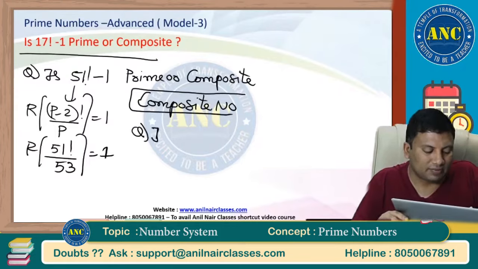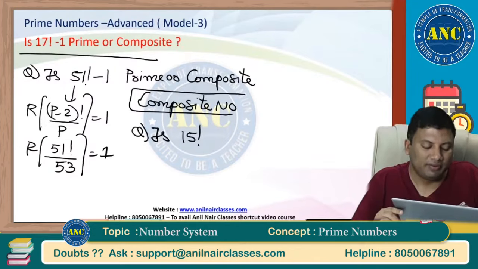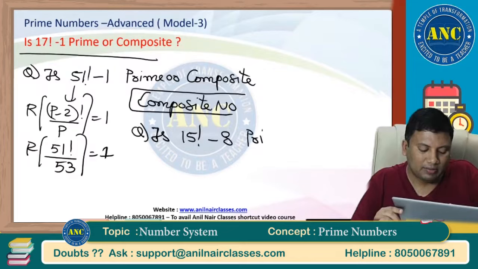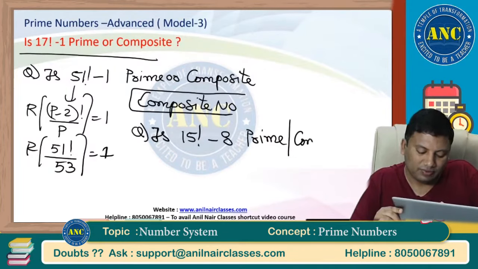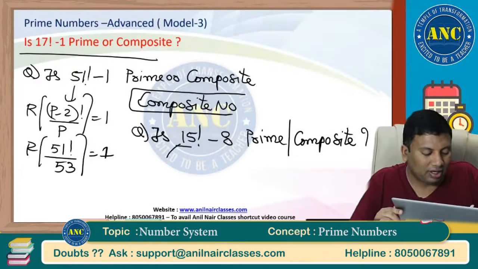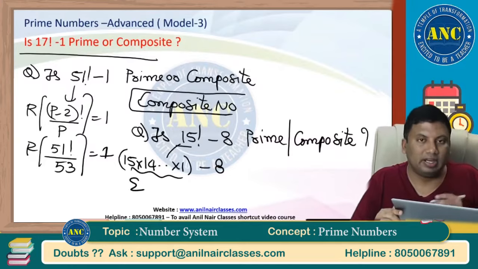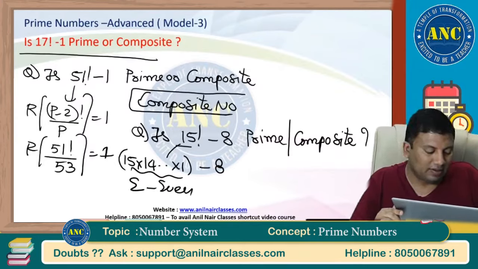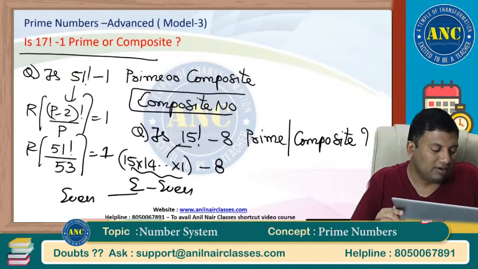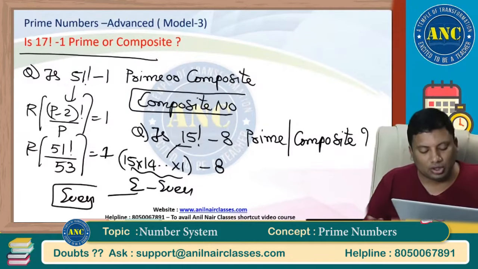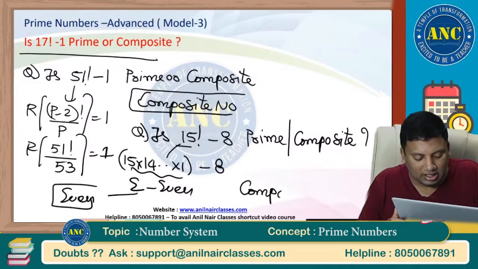Suppose it is 15 factorial minus 8, prime or composite? 15 factorial is nothing but 15 into 14 and so on up to 1, minus 8. This is an even number, and 8 is also an even number. Even minus even is even. There is no even number other than 2 which is prime. So the answer is composite.